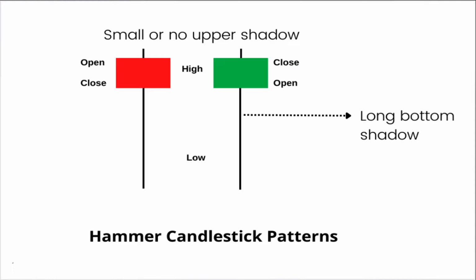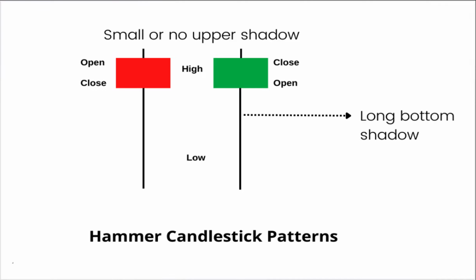Small or no upper shadow. In the earlier video I showed there is little or no upper shadow, but there is still a possibility for a hammer. If you have seen industrial hammers, some have a little bit of top edge and some don't. It has a very long bottom just to hold on very strong.